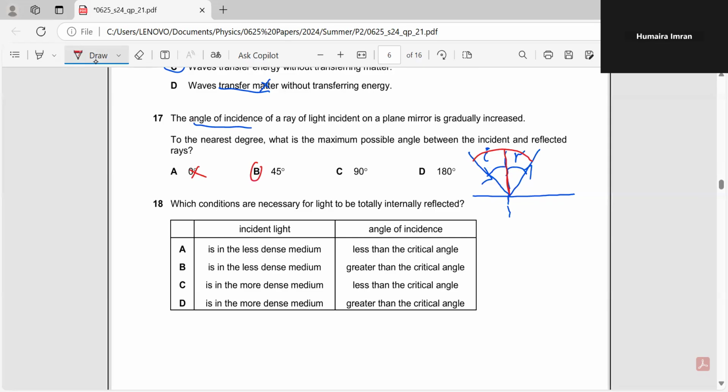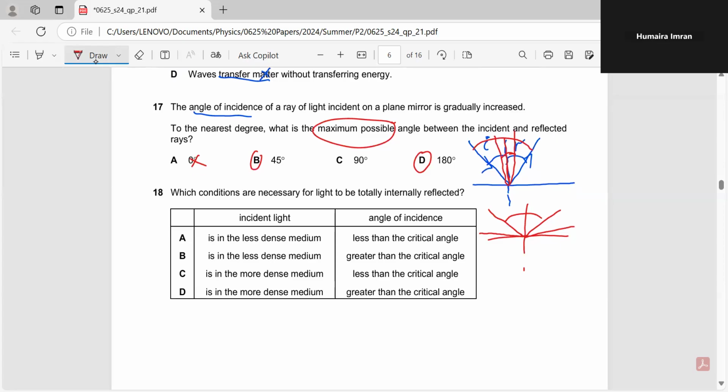No angle between ray and the normal. 45 means both of them are very close to each other like this, then the total angle will be 45. 90 means that angle of incidence and angle of reflection are both 45 and 45, then the total will be 90 degrees. No, it is also not the maximum possible angle. So the maximum possible angle is option D, which is 180. It should be very close to it, like 89.99, like that you can say. So it's mostly closer to 180.